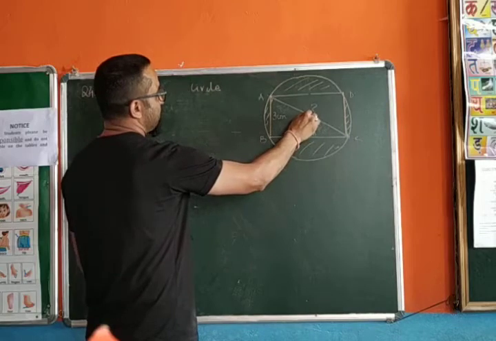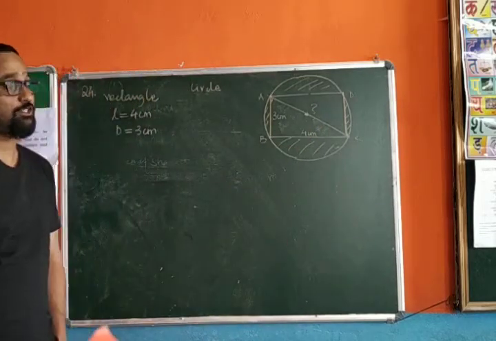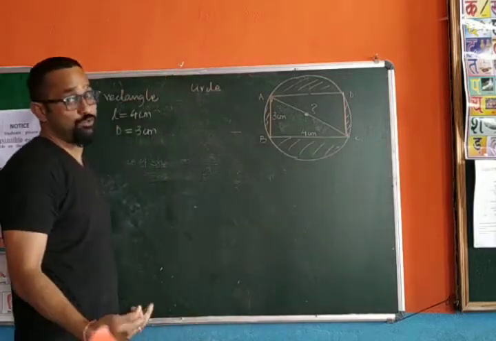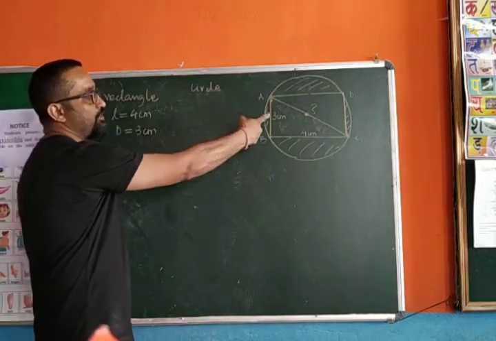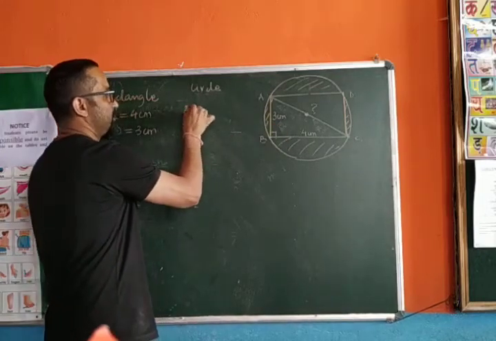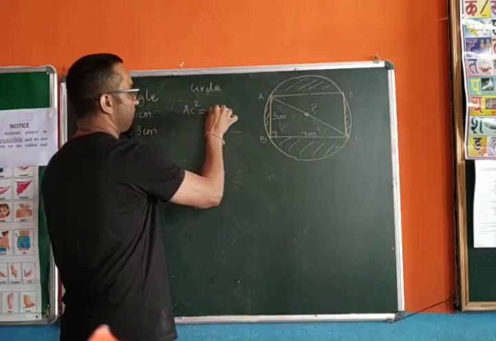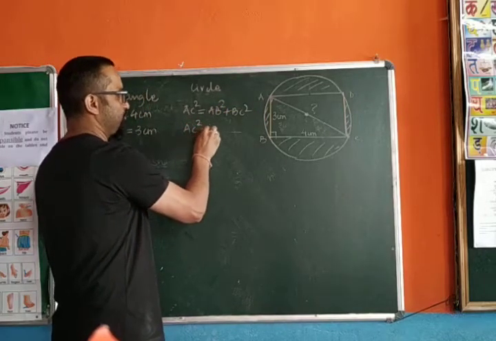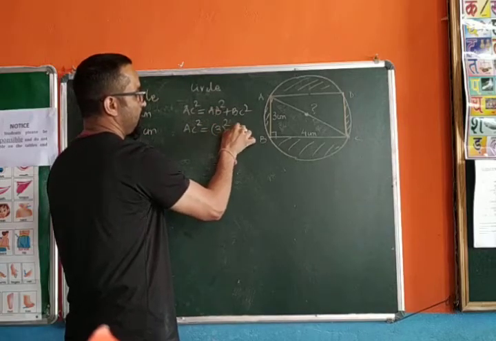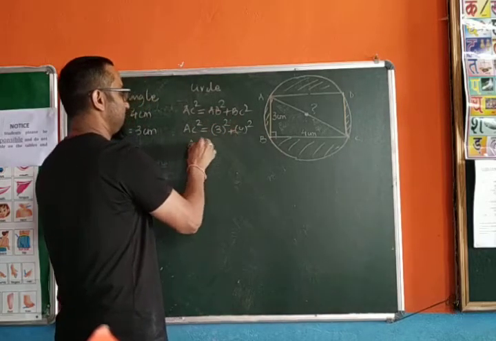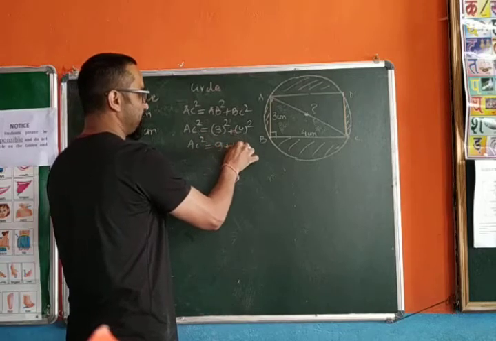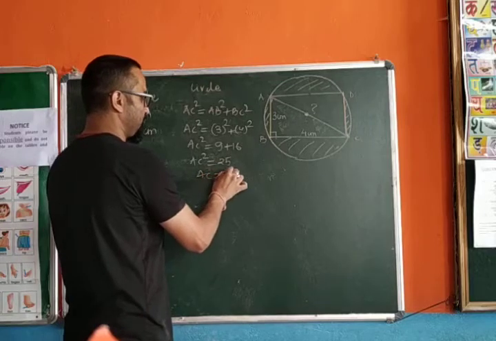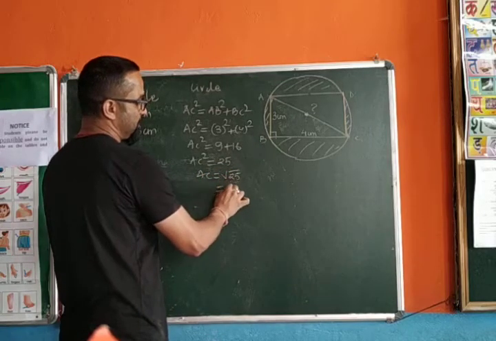The line which is passing through the center of the circle is known as diameter. This AC is diameter, so you have to find it and use Pythagoras theorem. AC squared equals AB squared plus BC squared. AC squared equals 3 squared plus 4 squared. AC squared equals 9 plus 16. AC squared equals 25. AC equals root 25, 5 centimeter.